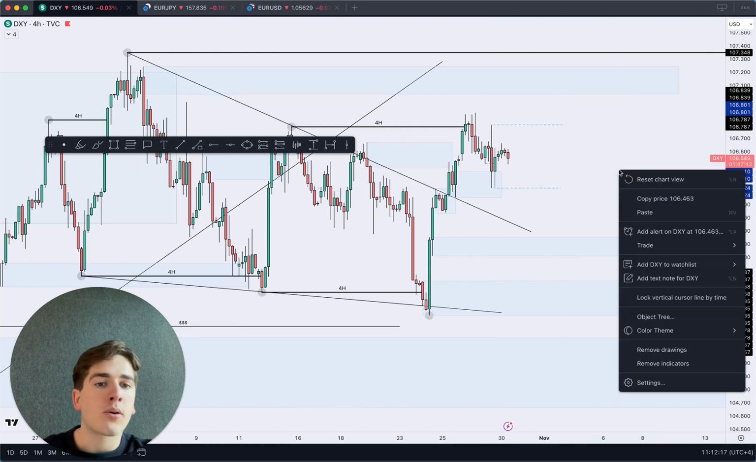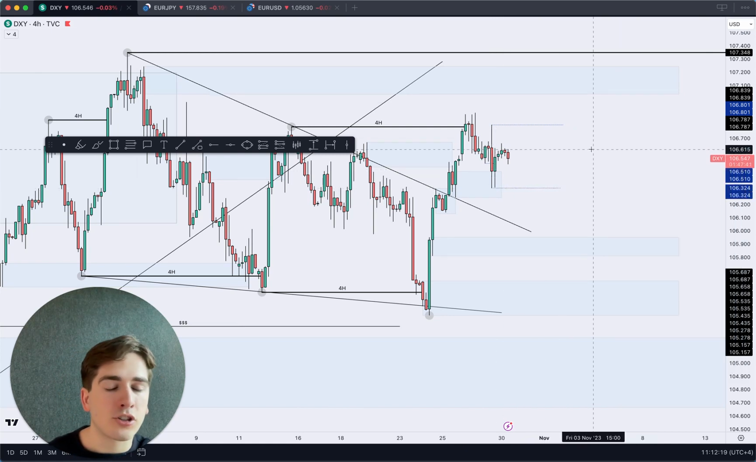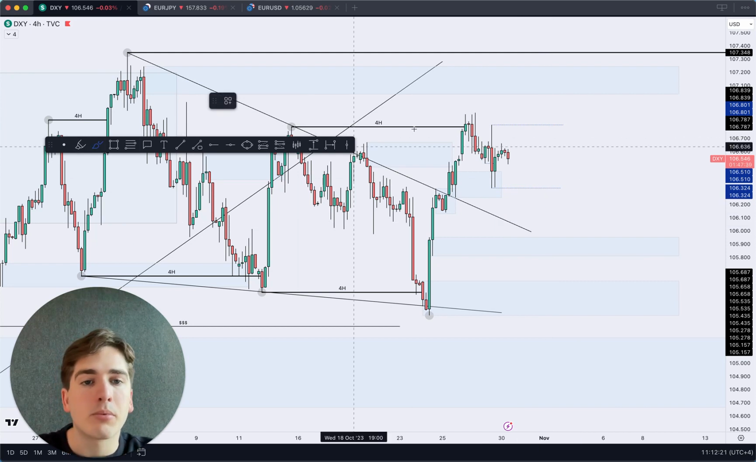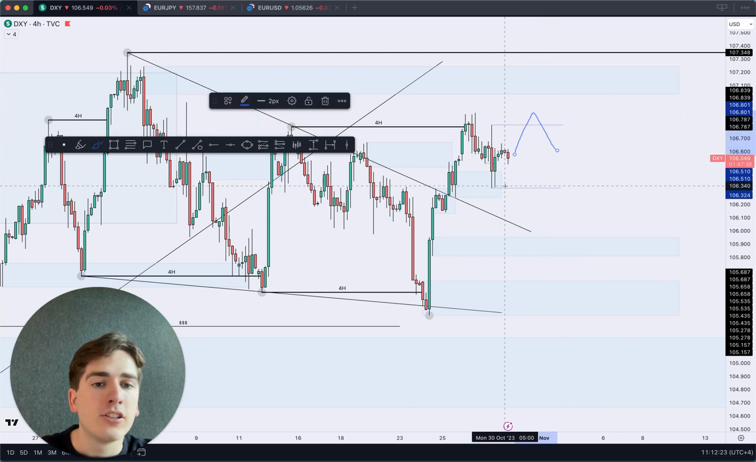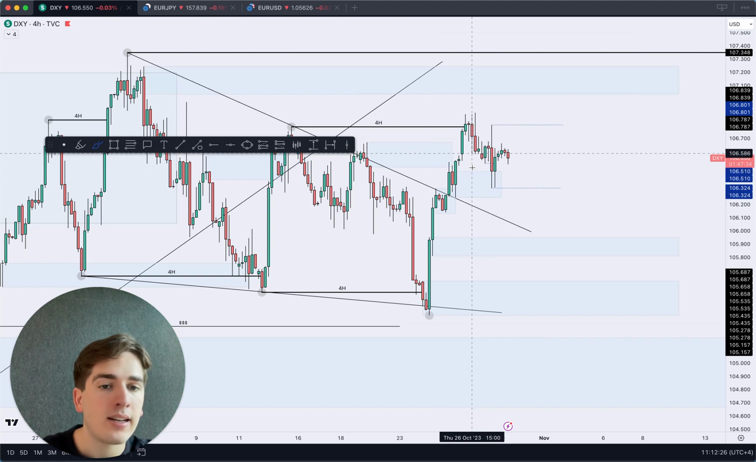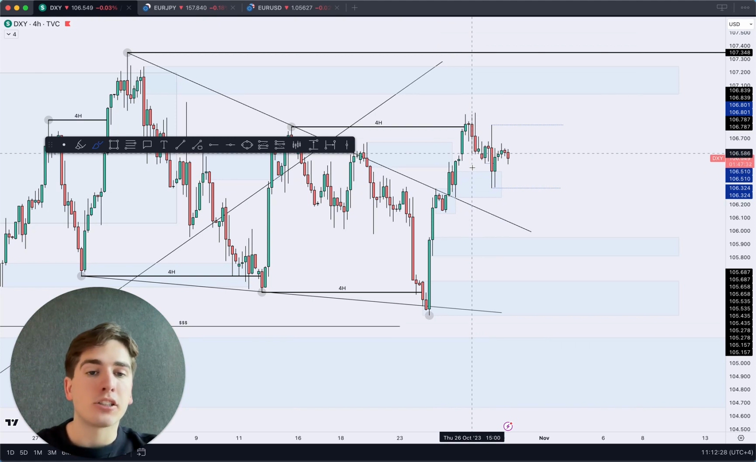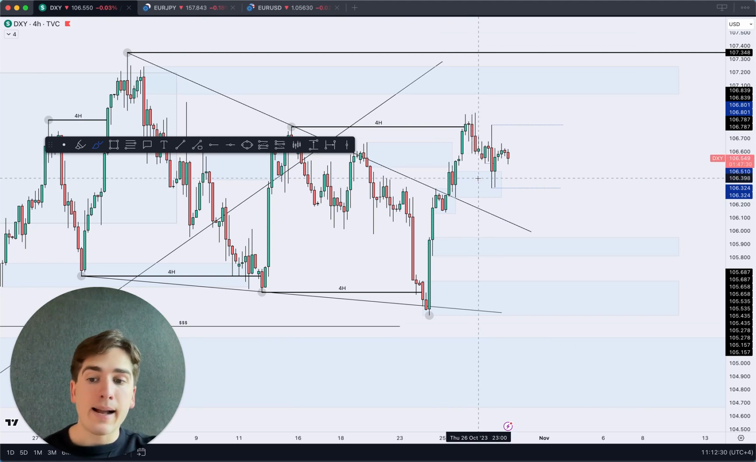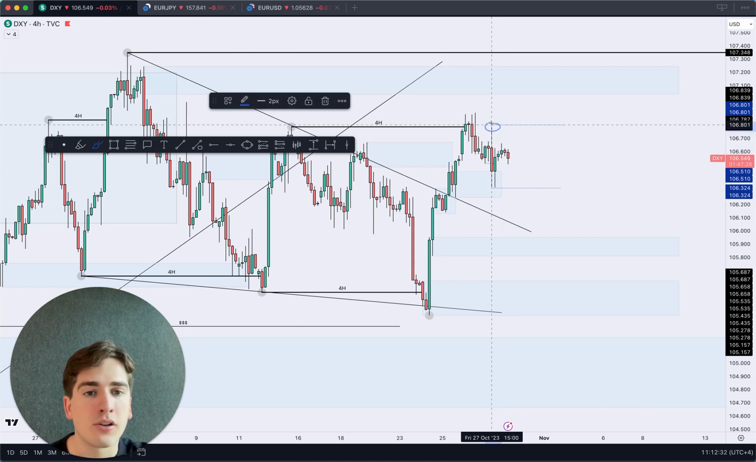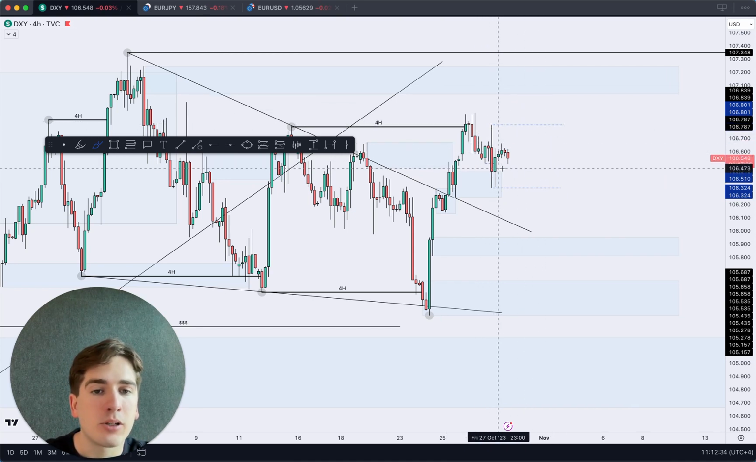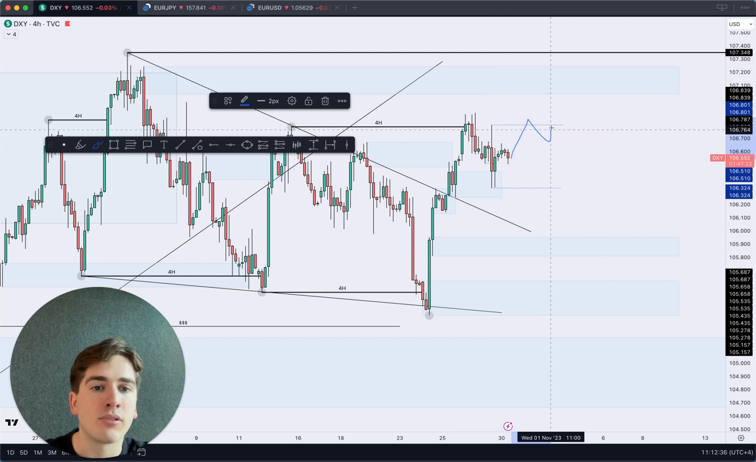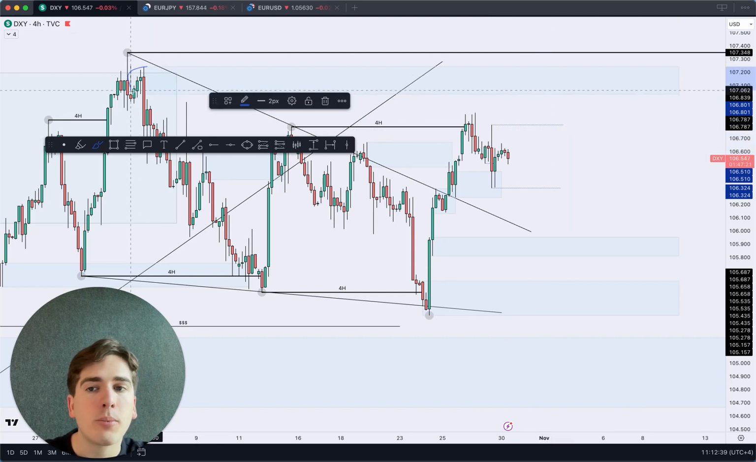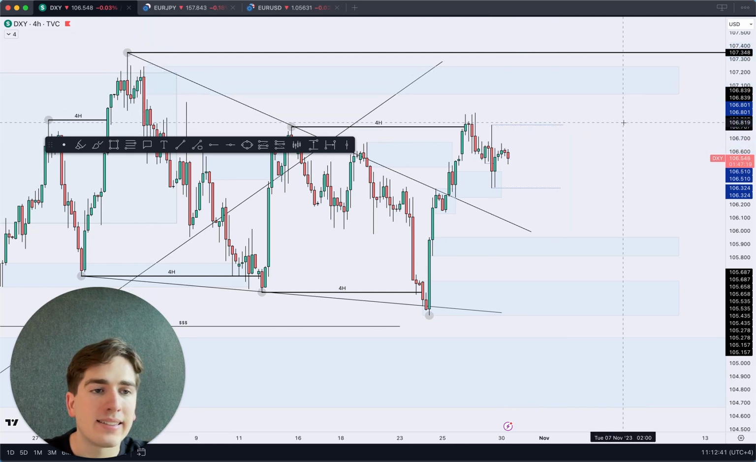So currently the 4 hour from a change of character perspective or fractal structure is still bearish until we break this high over here. So for this demand to be significant, and for us to understand that this demand zone is going to hold, what needs to happen? Well, we need to take out this fractal high over here, and once that happens, then I'll be confident that of course dollar index is ready to put in a new high and push up higher in towards 107.